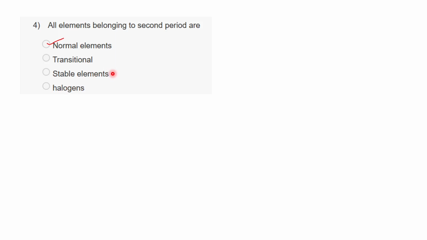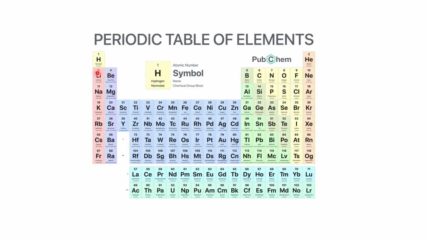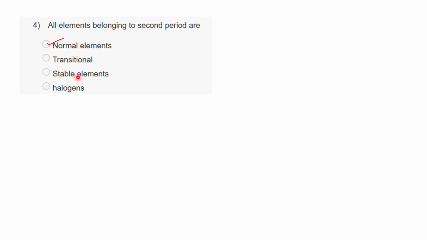Then stable elements: they are definitely not stable elements except for neon. The others are definitely reactive. For example, lithium is highly reactive. Then there is carbon, oxygen, fluorine. Fluorine is also very reactive. So definitely they are not stable elements and they are not transition elements. So basically they are just normal elements.